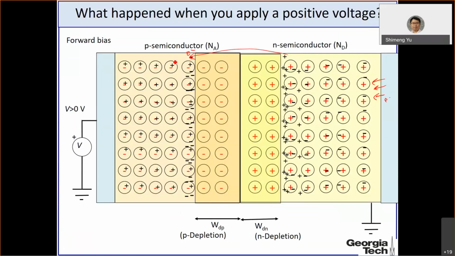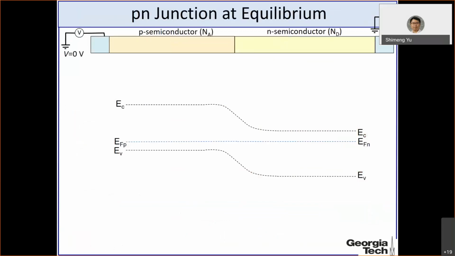And it will tend to move over. So let's look at what will happen from the band diagram point of view. That's why I prefer to use a band diagram to explain the physical process. So here, this is the band diagram, and this is at equilibrium state. Voltage is 0, so you have the flat Fermi level.